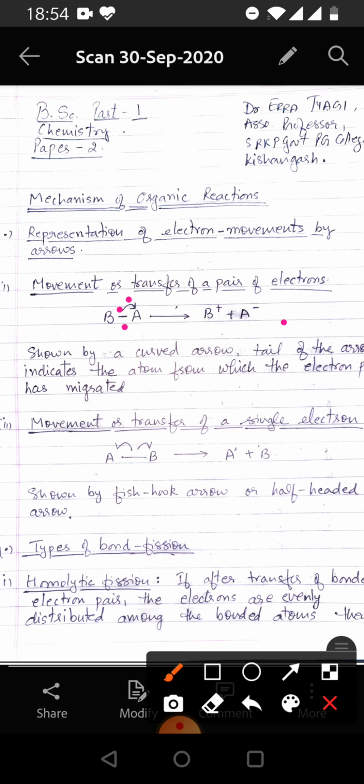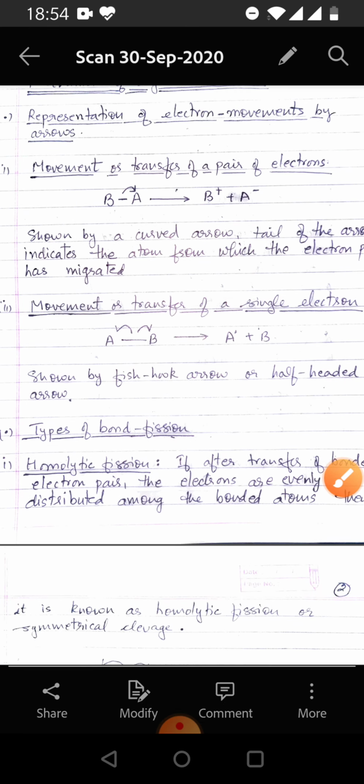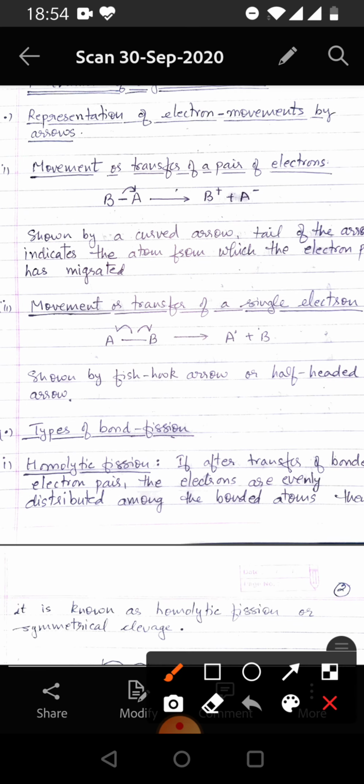Now this is shown by a curved arrow, and the tail of the arrow indicates the atom from which the electron pair has migrated. The second type of movement is movement or transfer of a single electron. When the two electrons of a bond individually shift to the two bonded atoms, then A with one unpaired electron and B with one unpaired electron are formed, and it is shown by the fishhook arrow or half-headed arrow. So the two electrons of this bond, one shifts on A and one shifts on B.